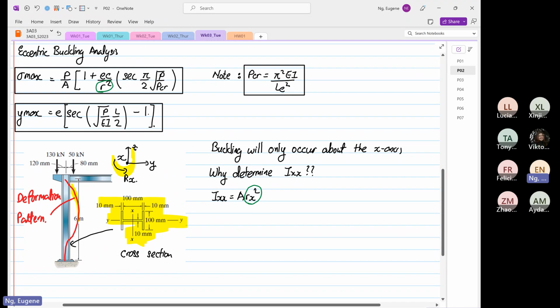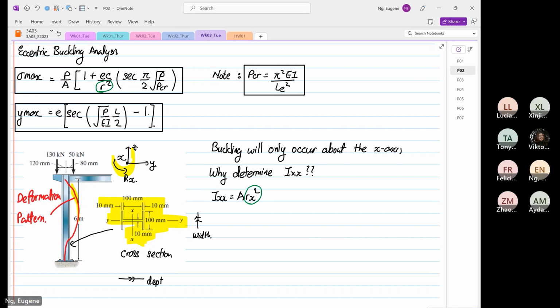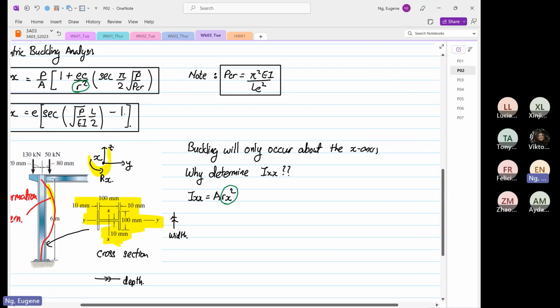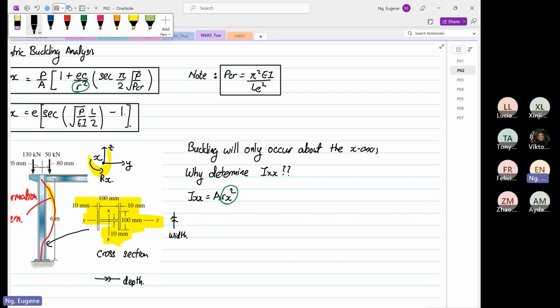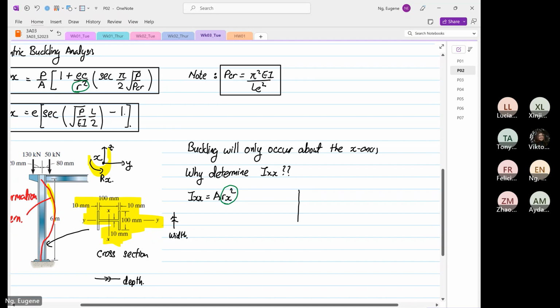Okay, so we can start doing that. So focusing on the diagram, the cross section, XX, this will be our width. Over here, this will be our depth. So what I'm going to do to find the second moment of area is I'm going to sketch our cross section out in here. So this is our cross section.